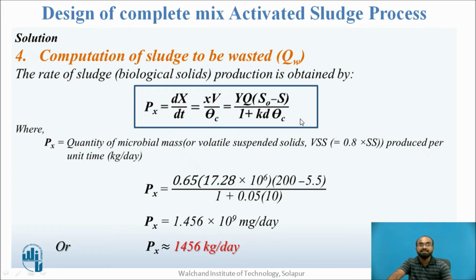Now you must understand what is Px. Px is basically the quantity of a microbial mass, or what we can say VSS, right? That is your volatile suspended solids, which is always equal to 0.8 into SS, and this 0.8, that is a ratio, is also given to us in the question. So it is produced per unit time. So we can put Px as kg per day. By putting all these values which we know, we will get the value of Px as 1.456 into 10 raised to 9 mg per day, which we can also say 1456 kg per day.